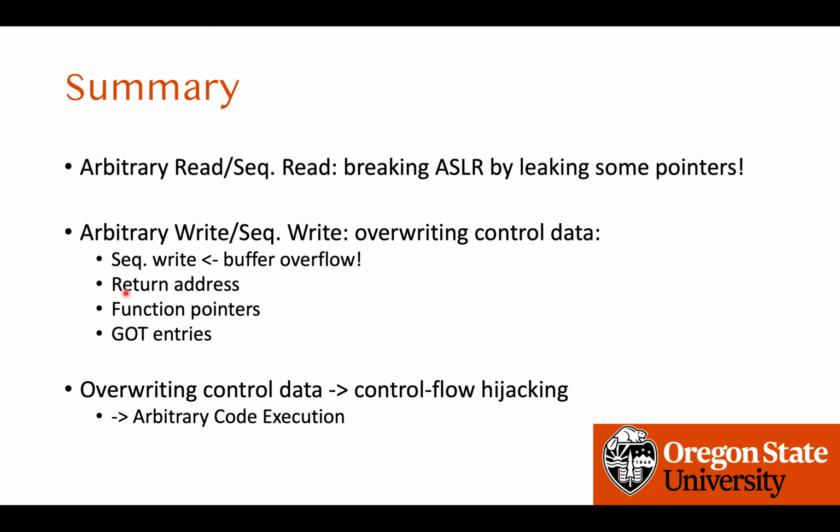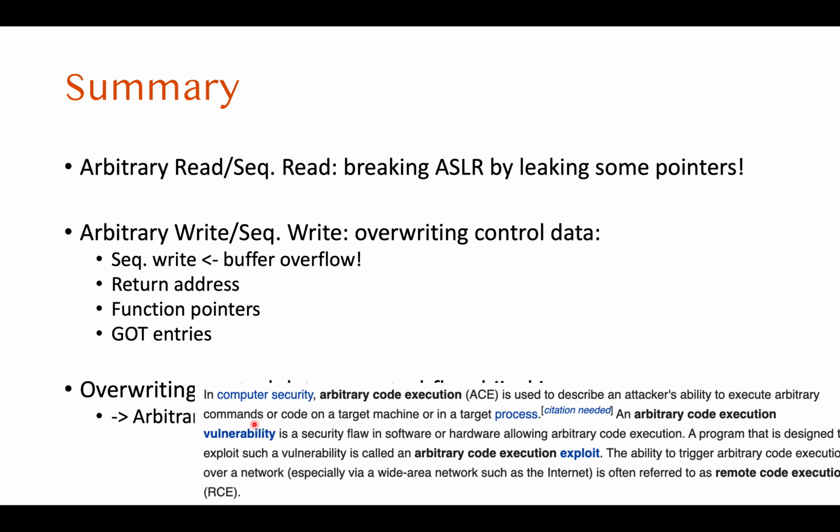Control data means return addresses, function pointers, and GOT entries that may change the control of the program, and the data that is used for changing the control flow. Overwriting control data means that we can change the control flow, so it's control flow hijacking. And if we can do that and run /bin/sh, that means we can achieve arbitrary code execution. If you search for arbitrary code execution, it is one of the most critical attacks on computer programs.